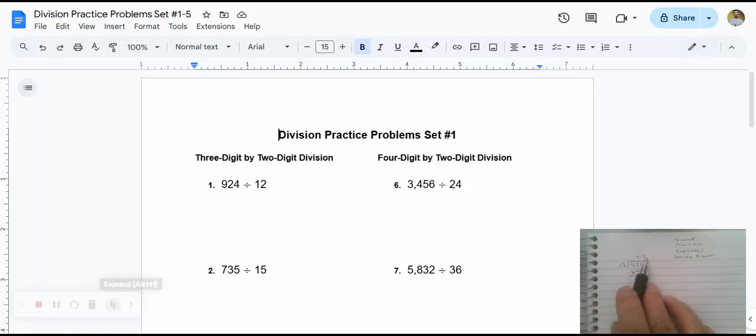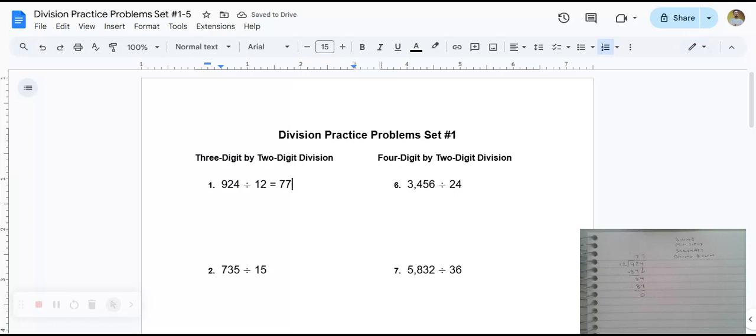We multiply it. 12 times 7 is 84. We bring that underneath. Then we subtract. 84 minus 84 is 0. And so our answer would be 77. And so what I would write here would be 77. All right?